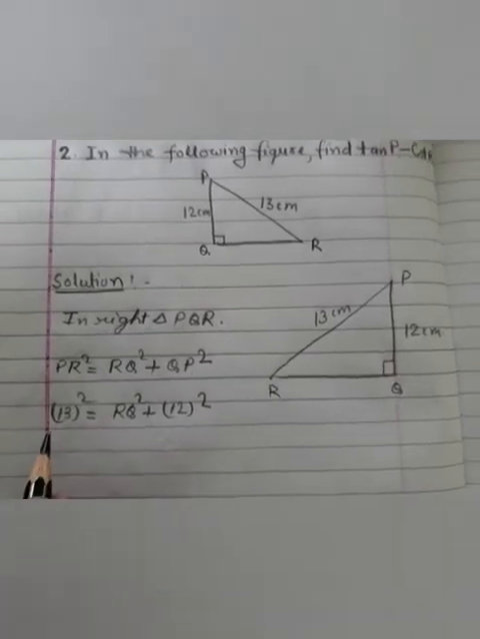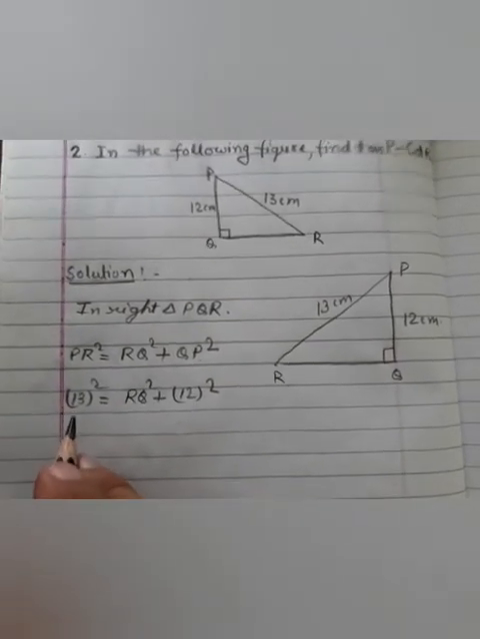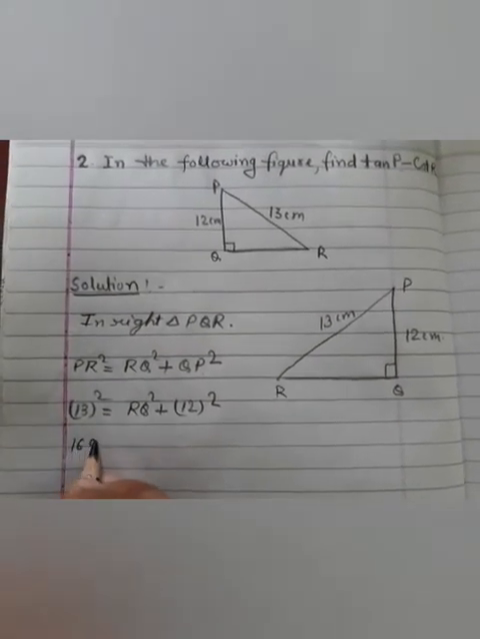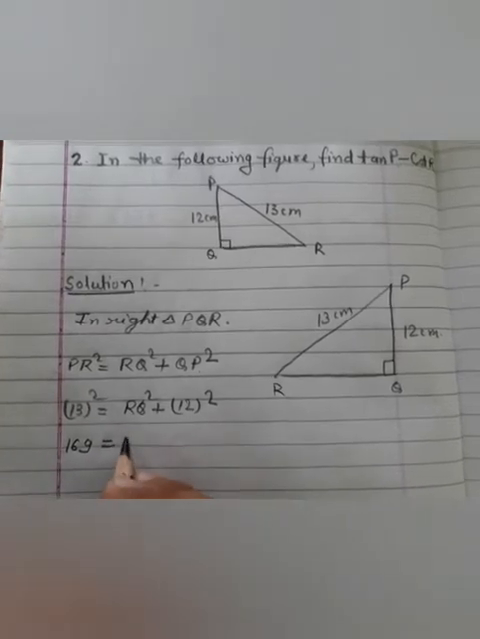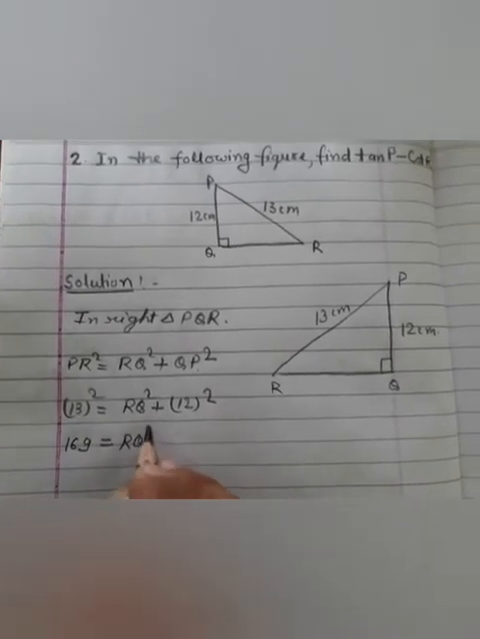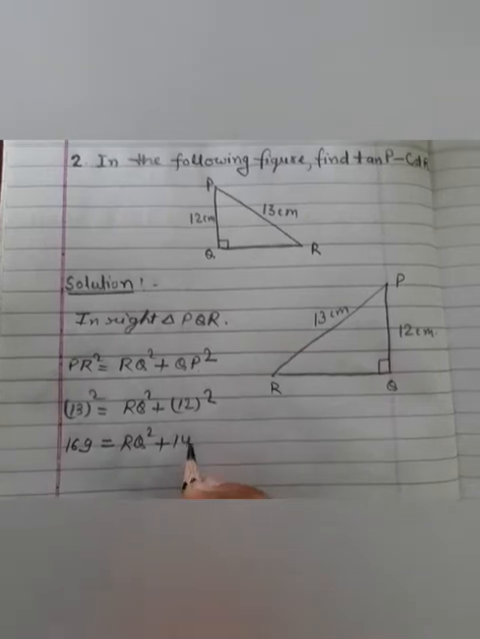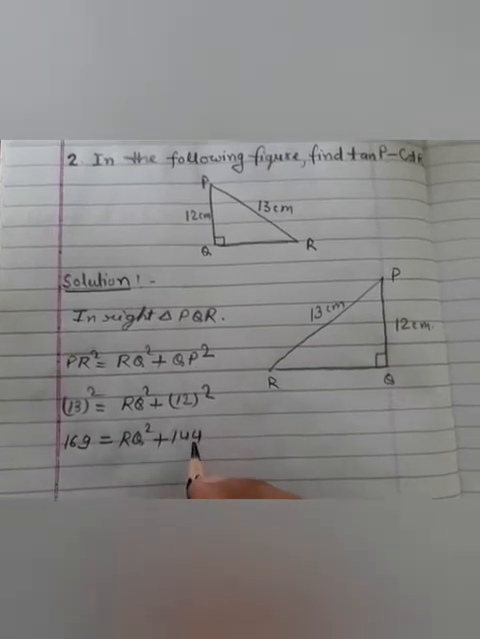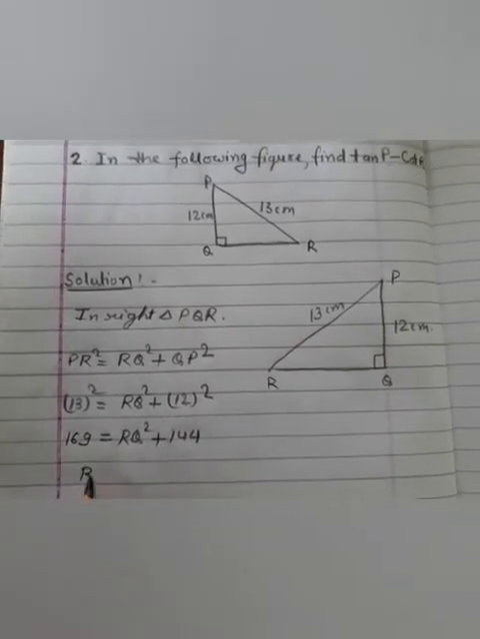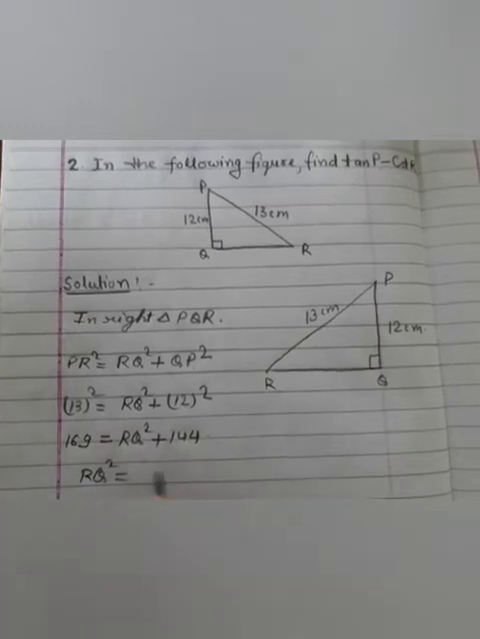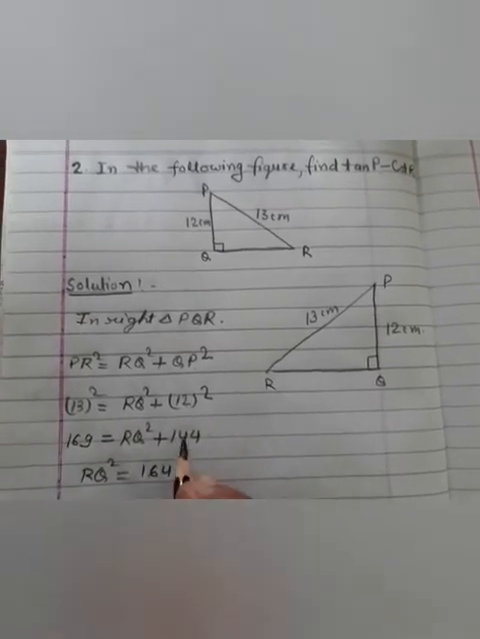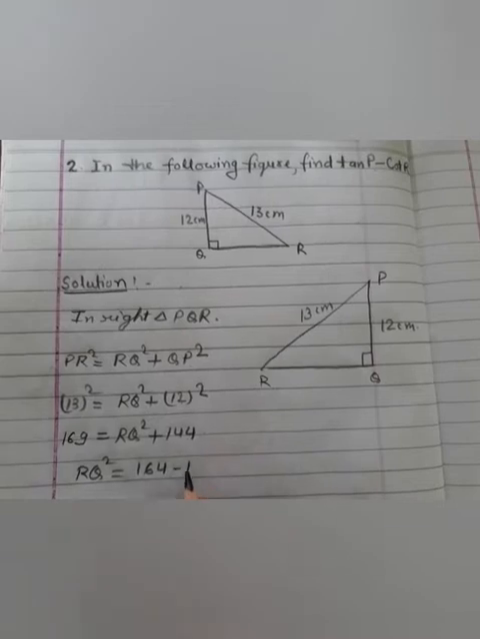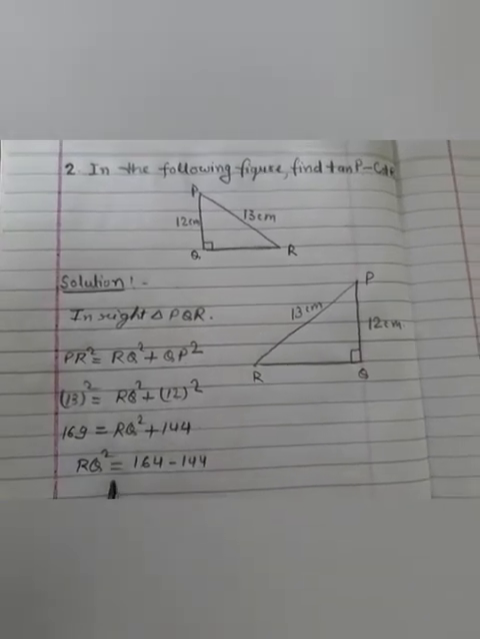You know that the square of 13 is 169 is equal to RQ square plus 144. 12 square is 144. So RQ square is equal to 169, this one goes to the other side, 169 minus 144. So what we get here?